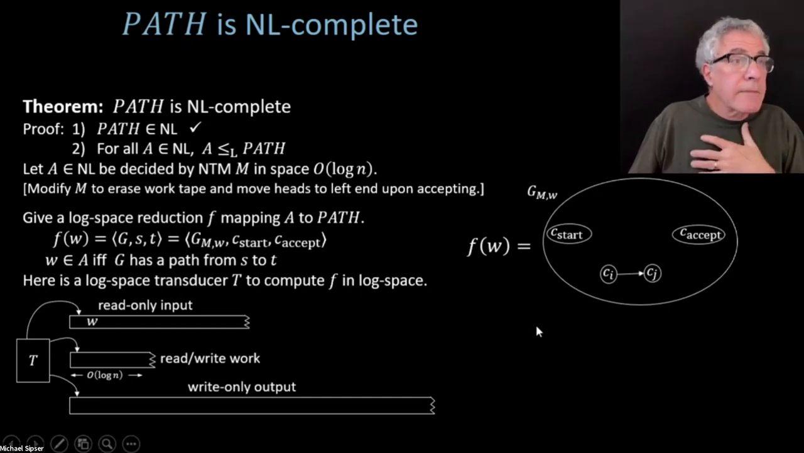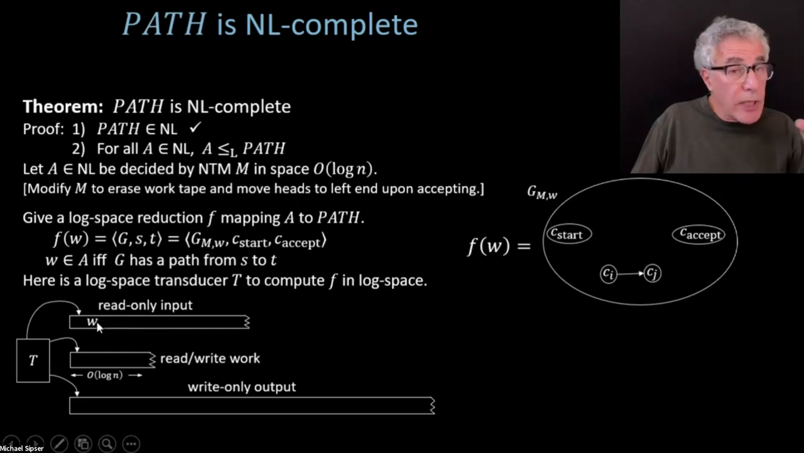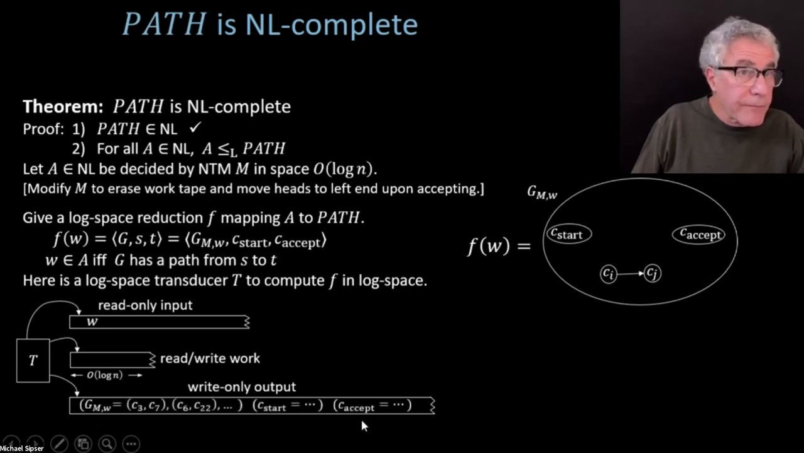Okay. So here's our transducer. Let's just think about what it needs to do. It needs to take an input W and convert it to f of W, the configuration graph of M on W, with the start and accept configurations. So that's going to look like this down here. That's what we want to eventually appear on the output tape.